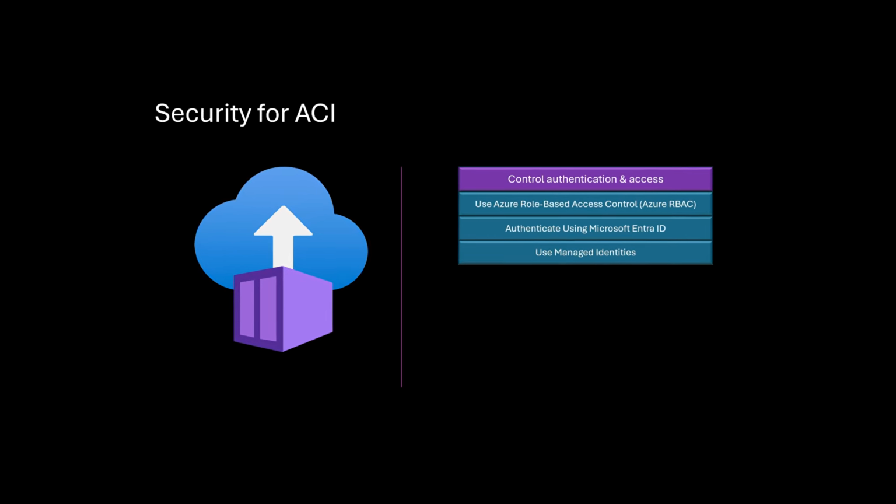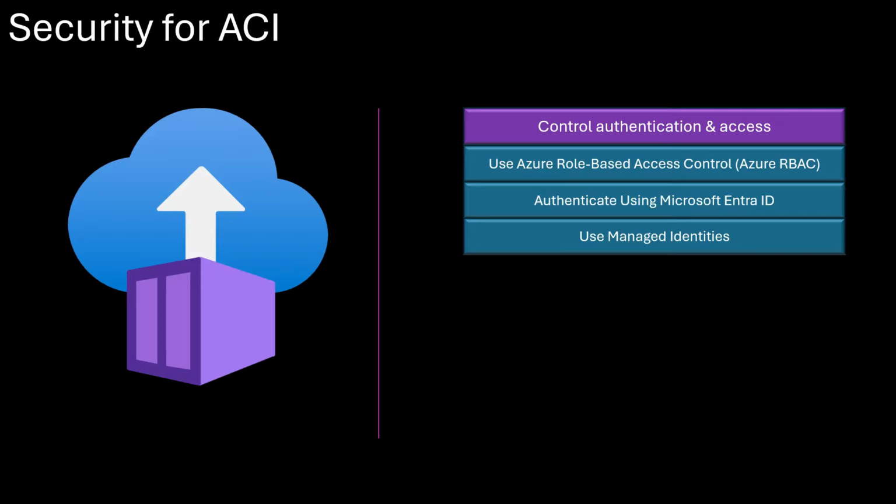To prevent unauthorized users from modifying or accessing your ACI workloads, you must enforce strong authentication and access control. What authentication and access mechanism available in this case? Azure Role-Based Access Control, Microsoft Entra ID, and Managed Identities. This holds true almost for all the Azure services if supported. Of course, by enforcing authentication and identity management, you reduce the risk of unauthorized users accessing your containerized applications.